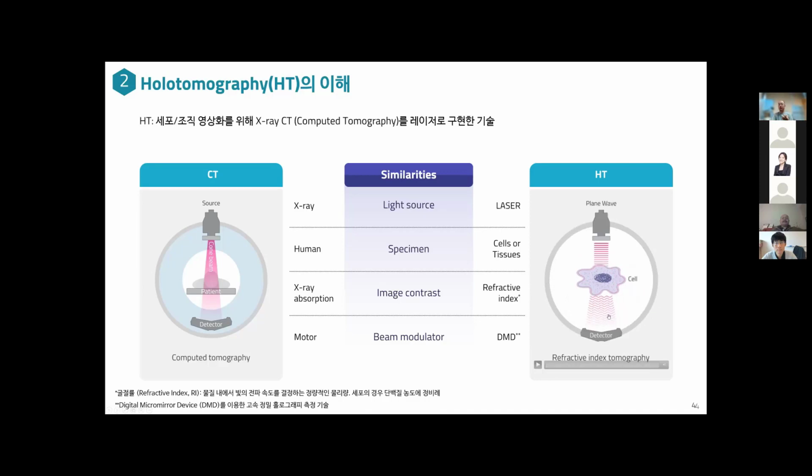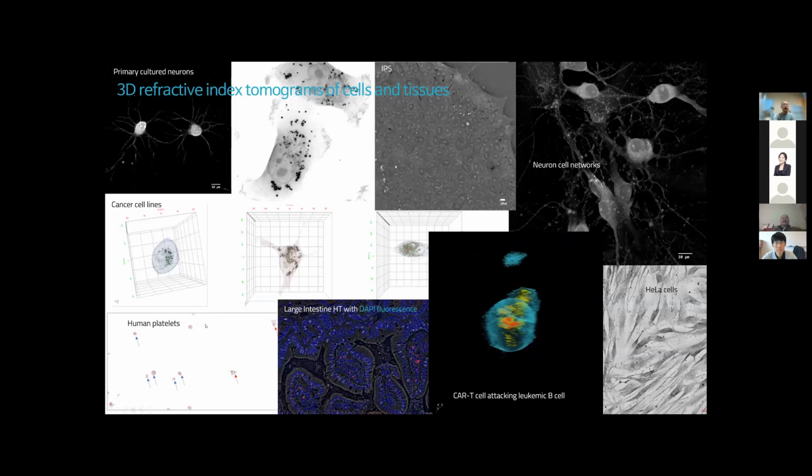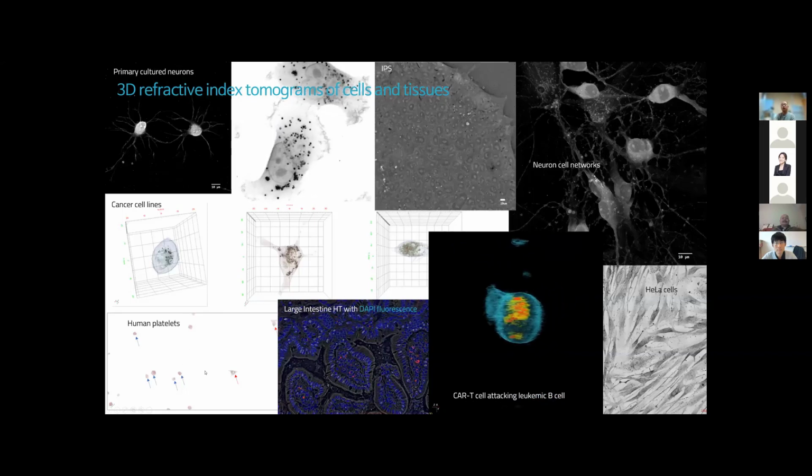And from which we can reconstruct the 3-dimensional distribution of refractive index. So those are the images that we have generated, such as the primary cultured neuron cell. And these are movies of the NIH 3T3 cell line. And we can also look at the stem cell and neuron cell cultures. And the spatial and temporal resolution is very high. So we can go down to 110 nanometers in XY spatial resolution.